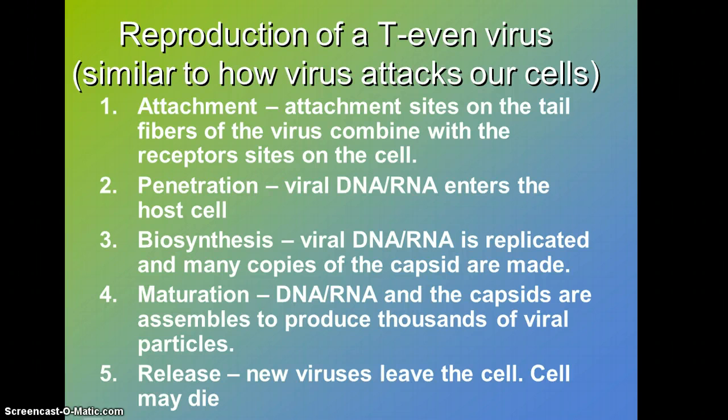The 5 main steps that viruses go through in order to get inside of an organism and infect it. First, it has to attach itself, and those tail fibers of the virus and the receptor sites of the host have to fit together like a lock and a key. Then the DNA and RNA has to get into the cell. Then the DNA and RNA has to be replicated along with more capsids, and that's biosynthesis. The DNA and RNA and the capsids come together, that's maturation, it just matured, and then it can release and go and affect more cells.